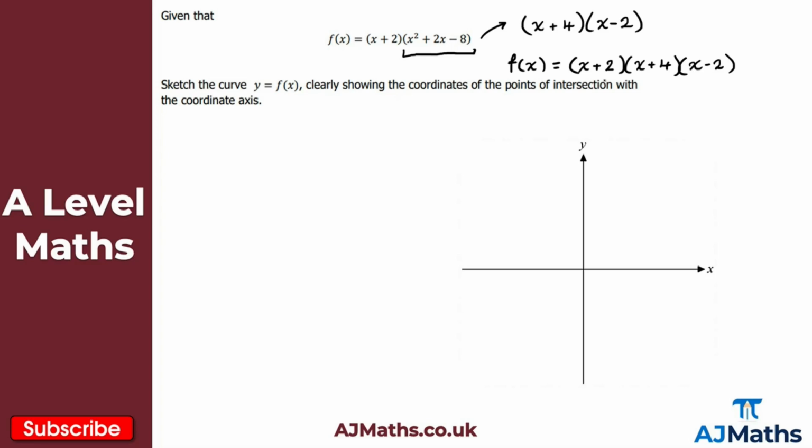The first thing we need is the roots or the solutions, so that's where it cuts through the x-axis, and we can easily identify that from the factors. My first solution is x equals minus 2. My next solution is x equals minus 4, and then finally x equals 2. If we note those on the x-axis, we've got minus 4, minus 2, and positive 2. It doesn't have to be perfect, it's just a sketch.